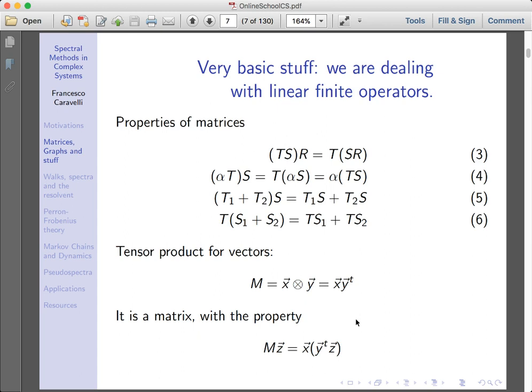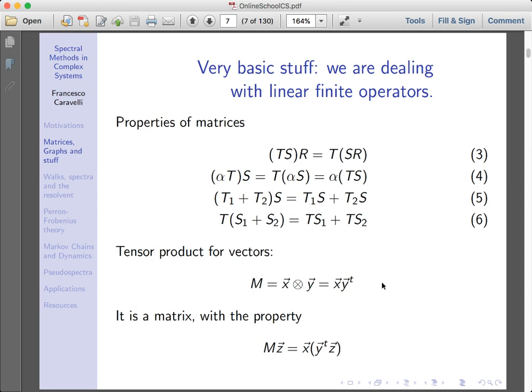Apart from commutativity, which is absent in the multiplication of matrices, you still have associativity. It is a linear operation, so if you multiply a matrix by a scalar, the result of the product is going to be scaled by that scalar, and so on and so forth. Of course, it's distributive, in the sense that if you have the sum of two matrices and you multiply, it is the same as the sum of the two products.